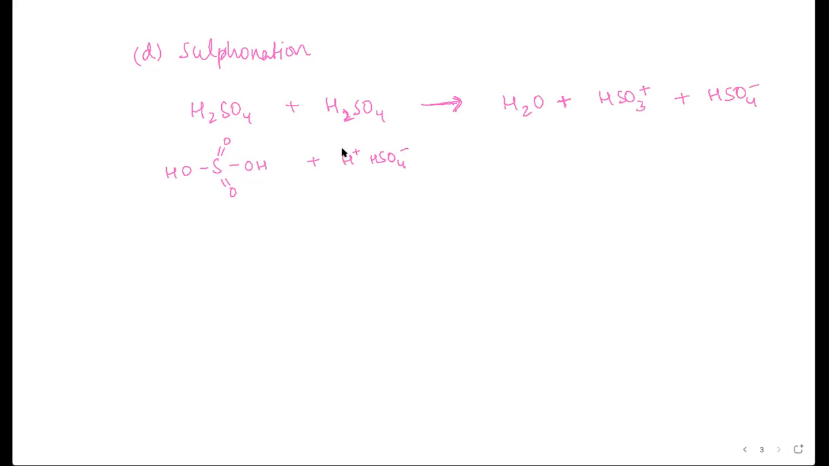This H plus is going to destabilize one of these bonds between sulfur and oxygen. These two would be difficult to break because they are double bonds. So it's going to go for one of the OH attachments, the bond between sulfur and oxygen of OH. Once that breaks apart, you get HSO3 plus and H2O. We've got both these products, and this remaining HSO4 remains as it is here. So this is how each of your electrophiles is generated.